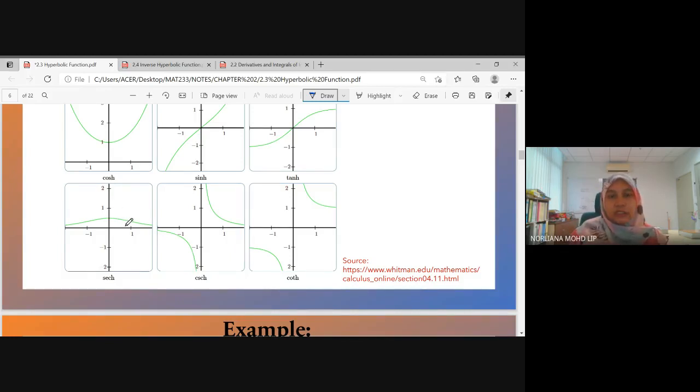Okay, and the hyperbolic cosecant, this is just an illustration. It is from 0 until negative infinity, and for the right hand side it is from 0 until positive infinity.